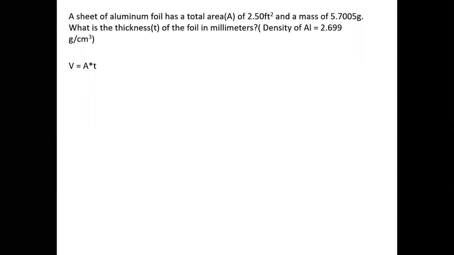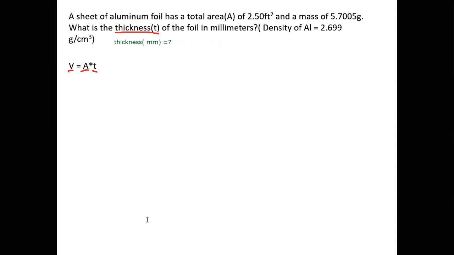So what we have to remember, and it gives us an equation, it says volume is equal to the surface area times the thickness. So that's what this equation is saying here. It's saying, okay, if we have to find the volume, you give the surface area times the thickness, you can find the volume. But what we're looking for here is the thickness in millimeters. So we're looking for thickness and what we're given is the density, the surface area, and the mass.